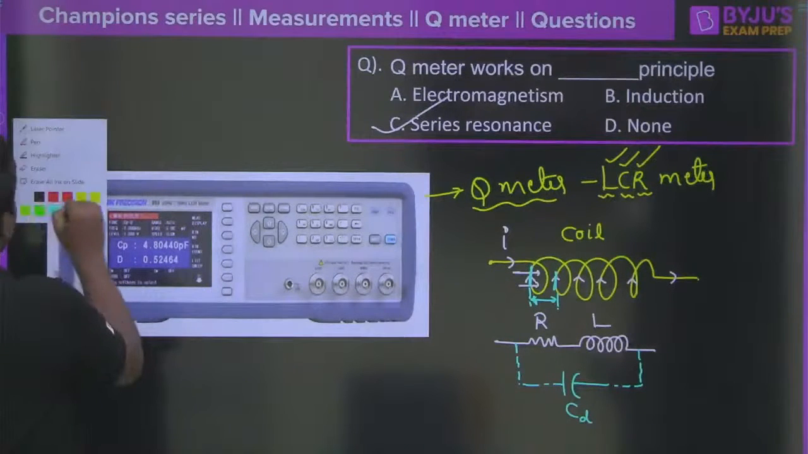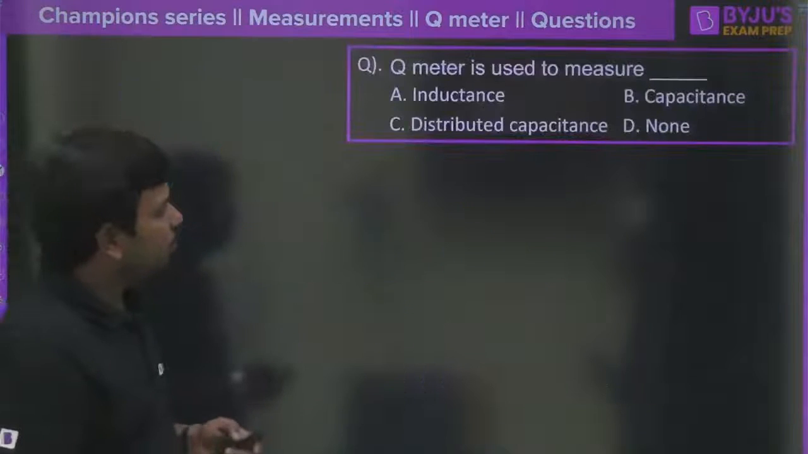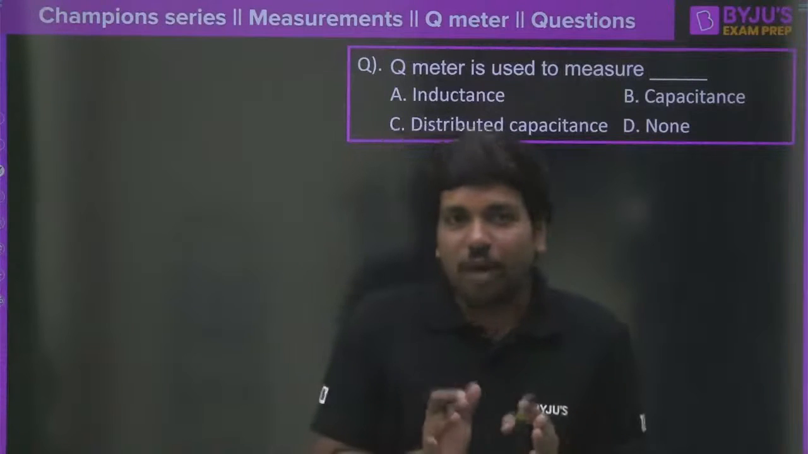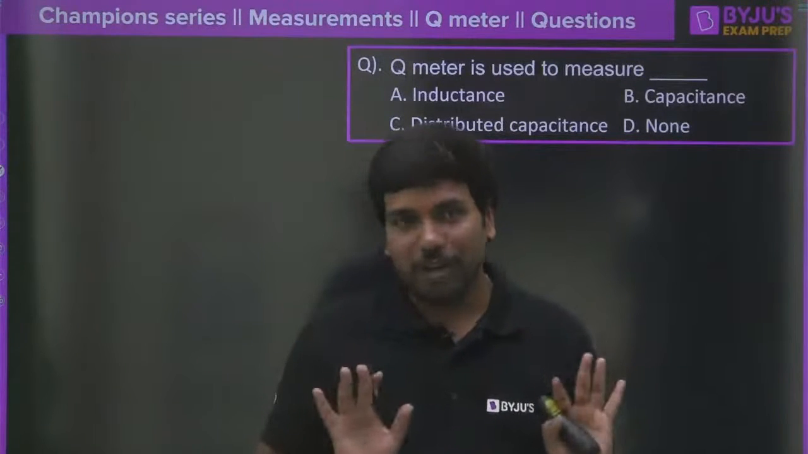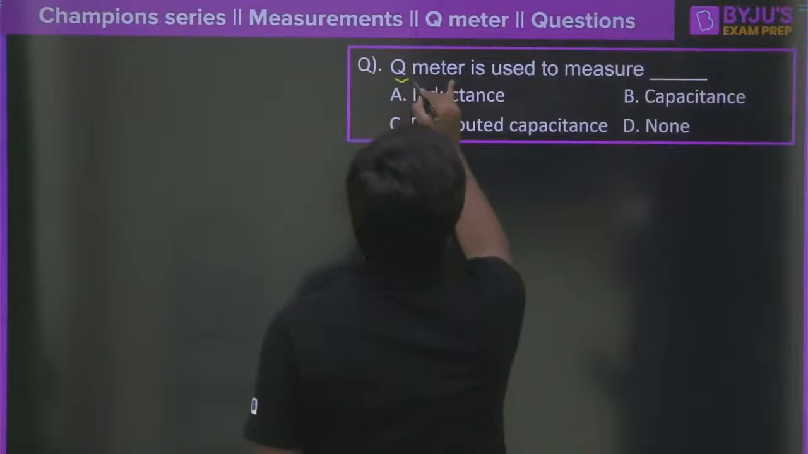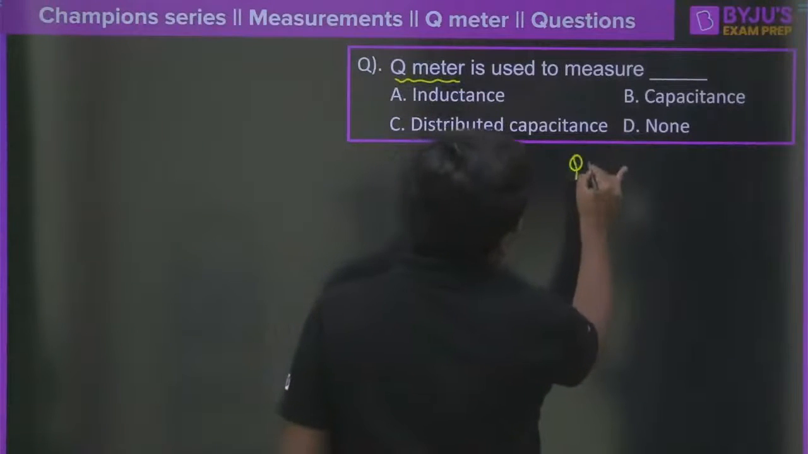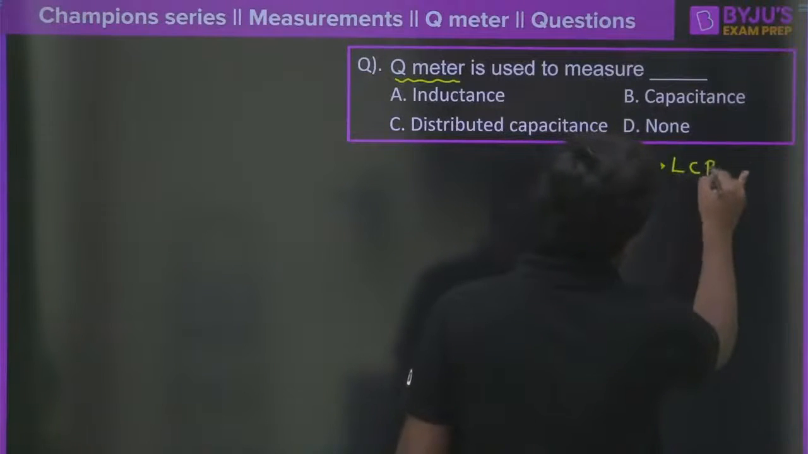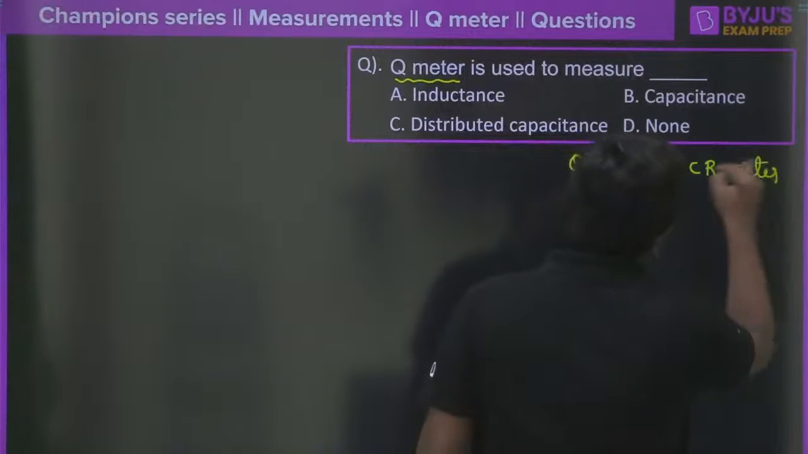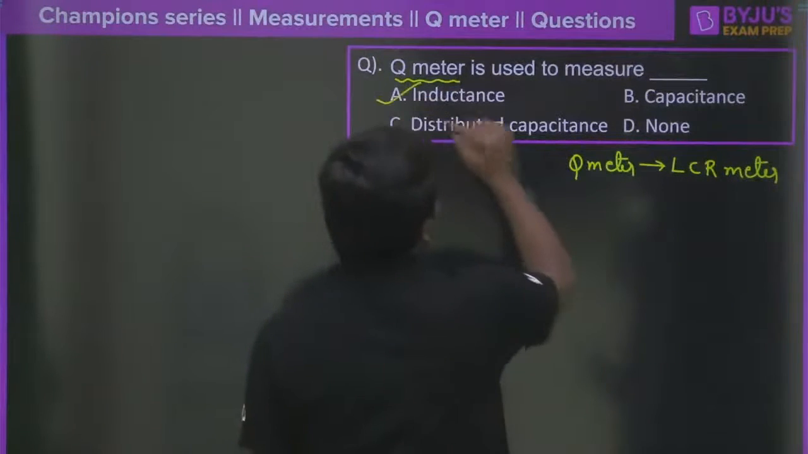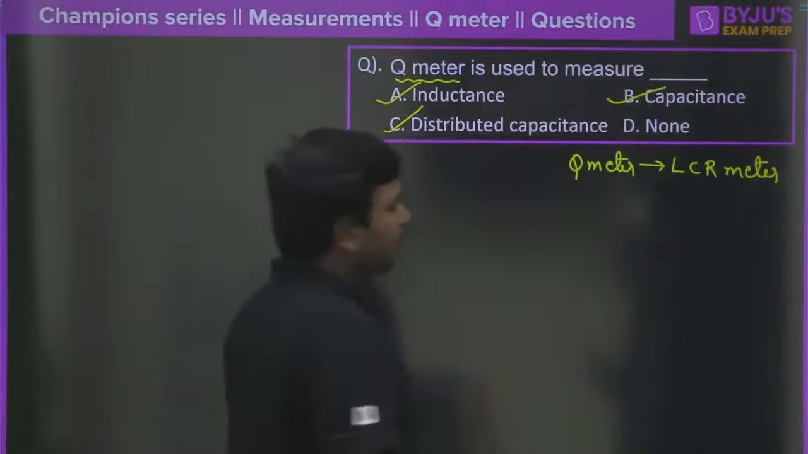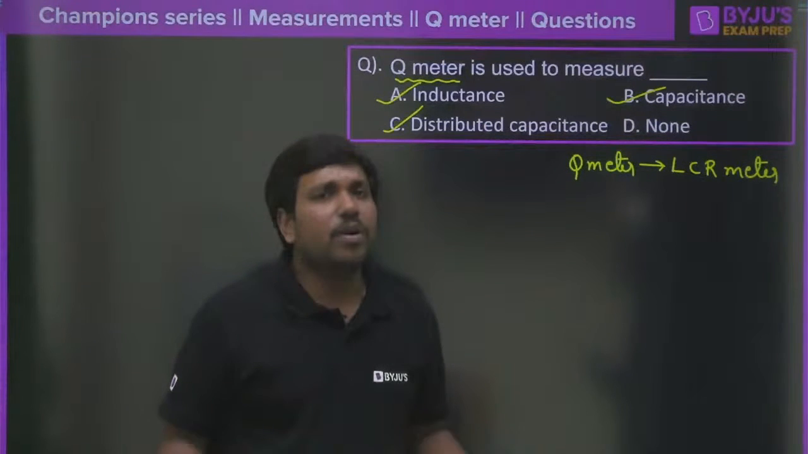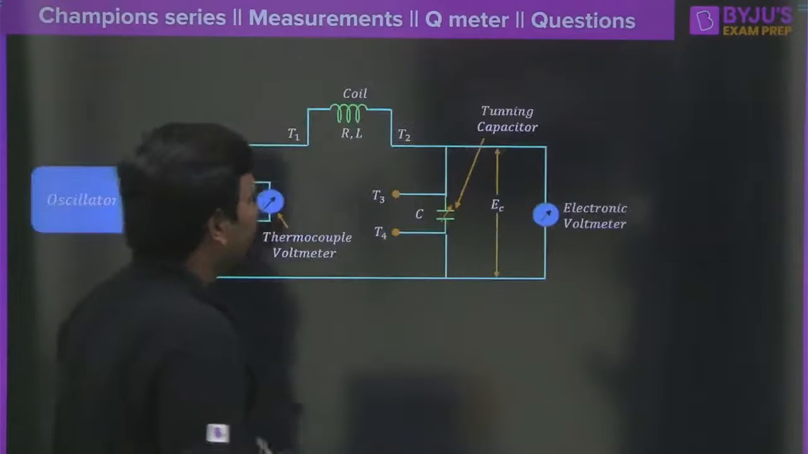Now let's move on to the next question. The question is, Q meter is used to measure dash. There are 4 options, and of course you know all 4 options. I already told you that the Q meter is called an LCR meter, meaning it is capable of measuring inductance, capacitance and resistance. So A, B and C are all right. It can measure capacitance, and it can even measure the distributed capacitance also. How is that possible? I will explain with the help of questions.